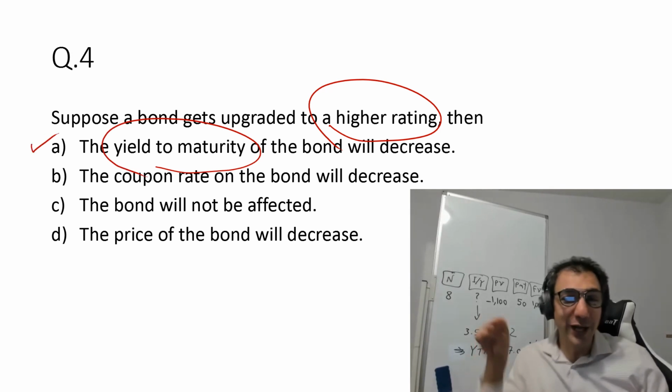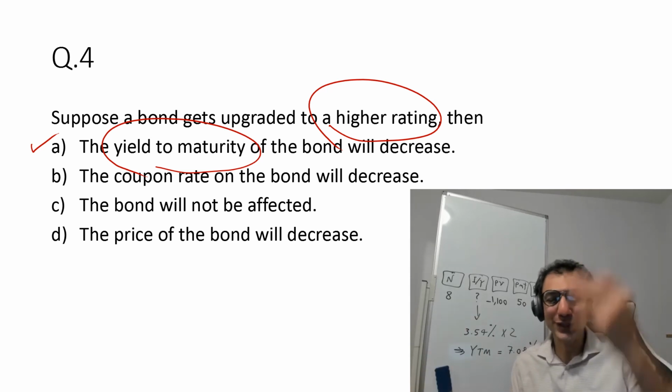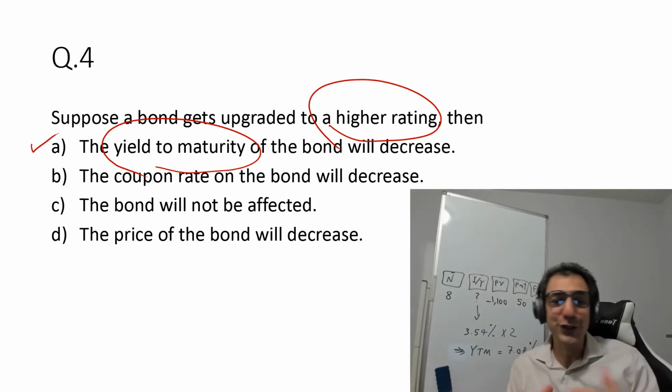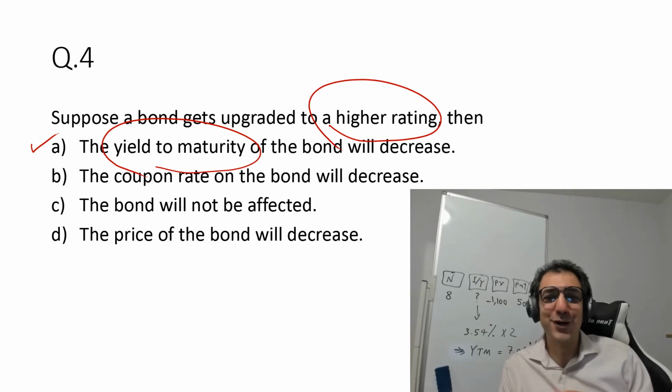And as the YTM is going down, the bond price is going up. So it means this bond now is worth more in the market because the default risk for such a bond is lower. So the answer should be A.